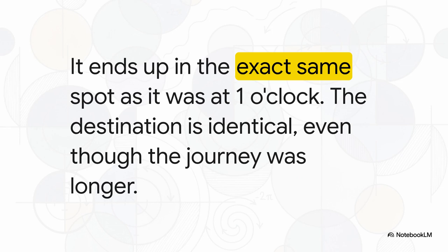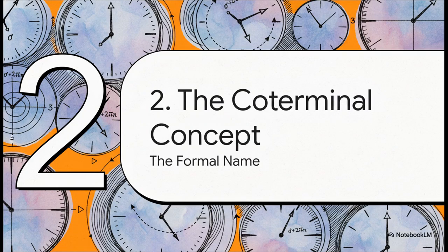Think about it. After 12 hours, it's right back where it started. So that 13th hour just moves it to the 1. Even though it traveled way longer, its final position is exactly the same as it was at 1 o'clock. Remember that idea, a different journey but the same destination? It's everything. So, that little clock thing we just did? Well, in math, that phenomenon has a name. We call it the coterminal concept.